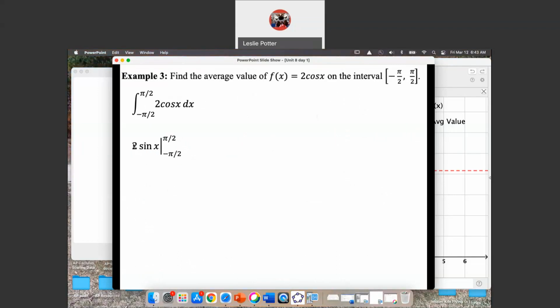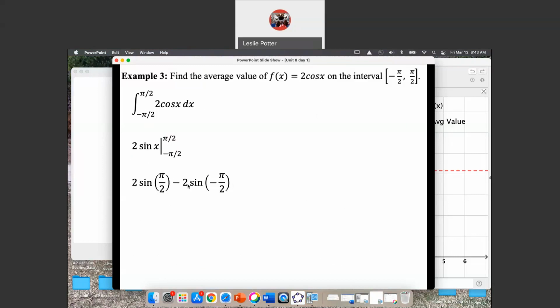Integrating 2 cosine x, because it's 2 sine x. We have to evaluate that from negative pi over 2 to pi over 2. So I'm going to substitute those, the upper and the lower bound in. And then we have to think about our unit circle here, because again, we should be able to do this without a calculator. So let's think about the unit circle. Pi over 2 is the top of the unit circle, and sine is the y coordinate. So top of the unit circle has a y coordinate of 1. So this is 2 times 1.